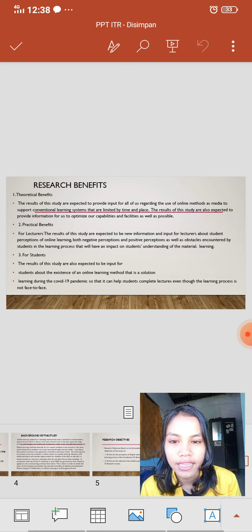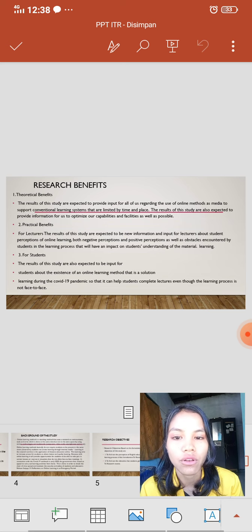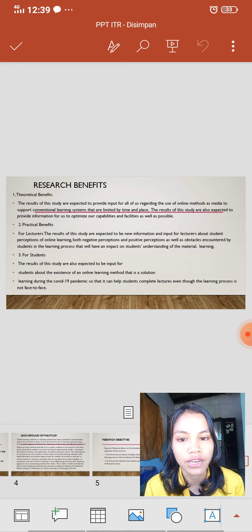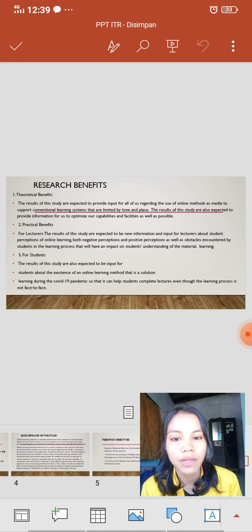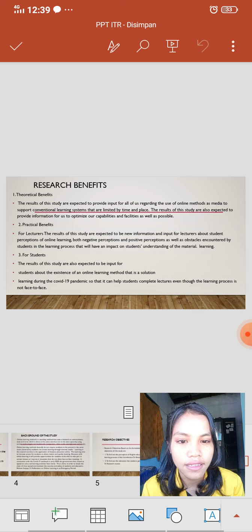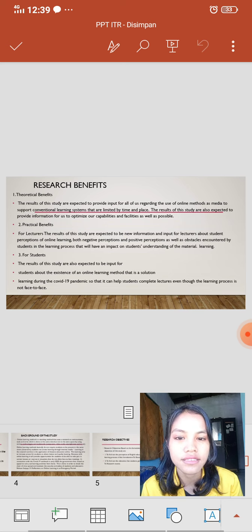And then the last, practical benefits. For lecturers, the results of this study are expected to be new information and input for lecturers about student perception of online learning, both negative and positive perception, as well as obstacles encountered by students in the learning process that will have an impact on students' understanding of the learning material.